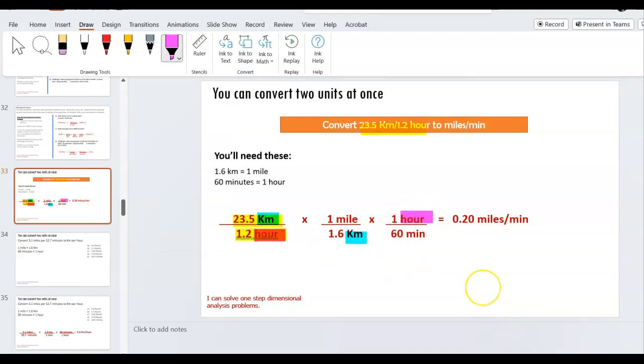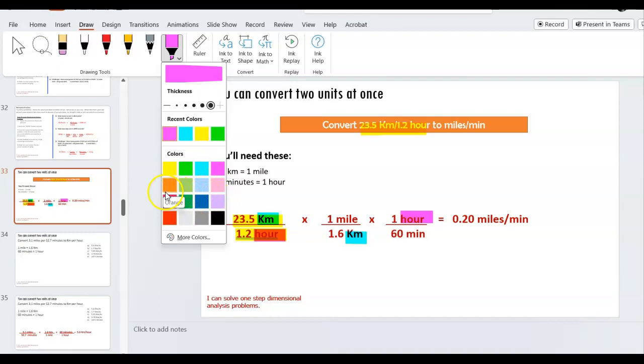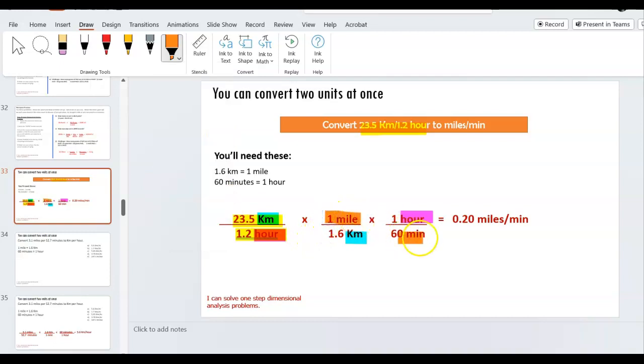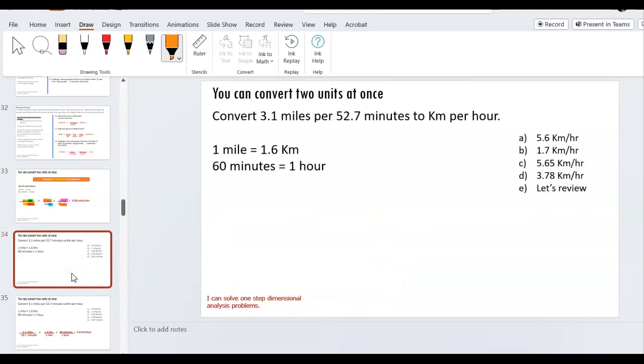And so again, now the hours canceled out. And so I'm left with orange, I guess. I don't know if you'll see orange. We're left with miles per minute, which is what we wanted. So again, just doing 2 units at once. You can do that too. Okay, so here's an example if you wanted to try converting 2 units at once. Again, we're not going to be doing too much of this, but if you'd like to give that one a try, you could pause the recording here.